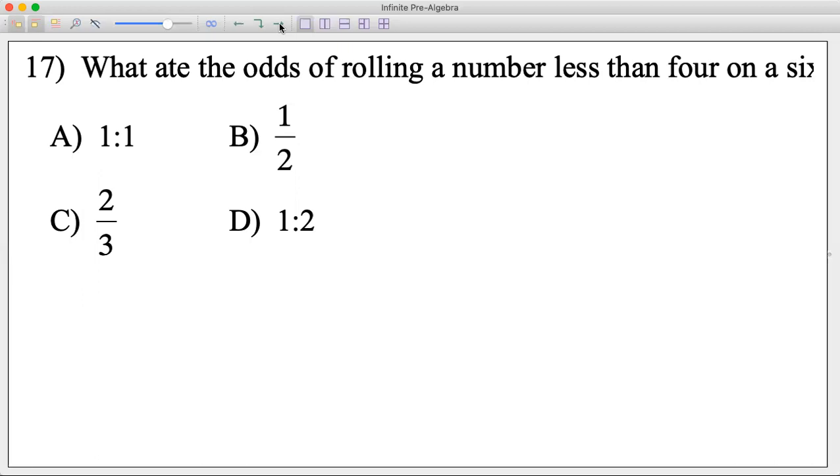Wait, I'm confused. You reduce the fraction. So if we get something like that, it's going to be 1 over 1 or 1 to 1. It's either going to be this answer or this answer. It could either be in fraction form or in ratio form. All right. Next one.